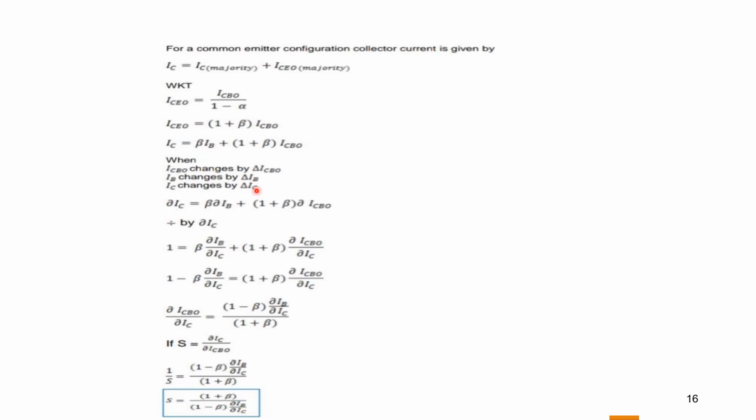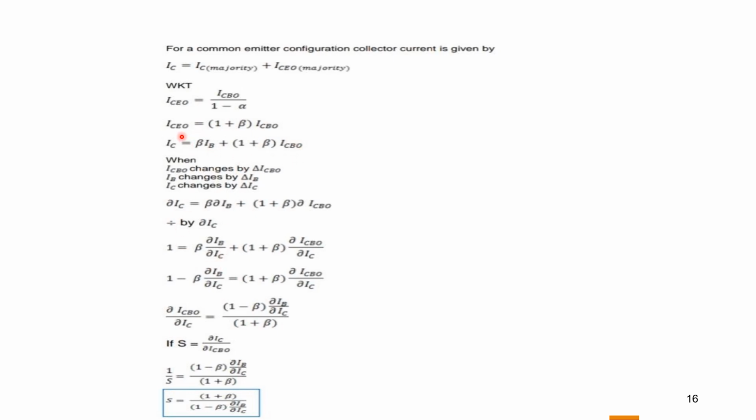We will derive the expression for the stability factor S, dou IC by dou IC naught, when VBE and beta are kept constant. We know the equation: collector current is equal to majority current plus minority current, IC plus IC naught, where IC naught means the minority current, the reverse saturation current, ICBO. From this equation we get IC is equal to beta into IB plus (1 plus beta) into IC naught. Beta is the CE current gain.